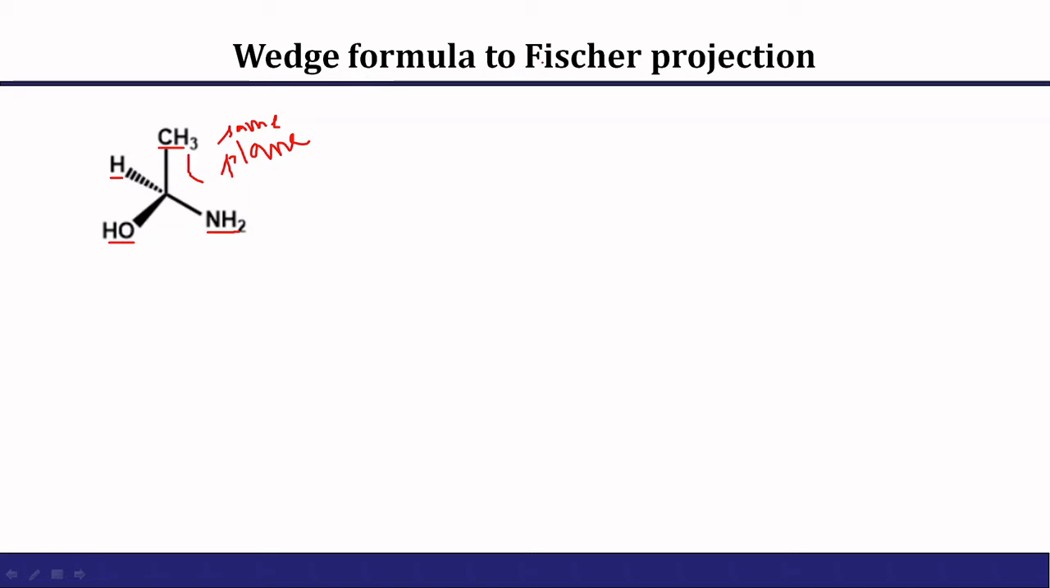So how to convert this into Fisher projection formula? If you view the molecule from this side, now CH3 and NH2 are looking like they are down the plane. So we are representing it like this. Here we have the carbon atom and CH3 on the top, and we have the NH2 group at the bottom.